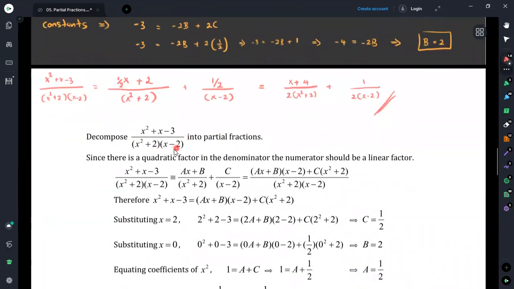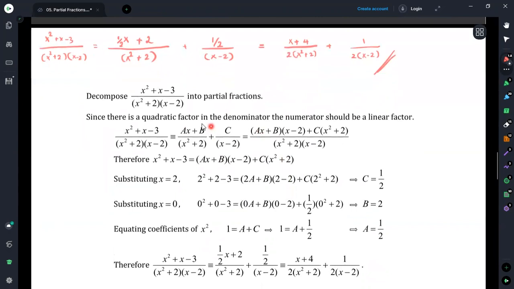Therefore, the explanation of the terms and the things that we have discussed is again in the solution as well. And this is how we are decomposing an algebraic fraction into partial fractions if you are having an irreducible factor in the denominator.